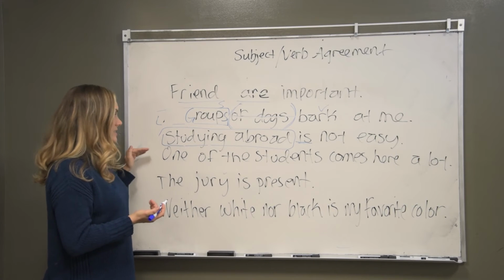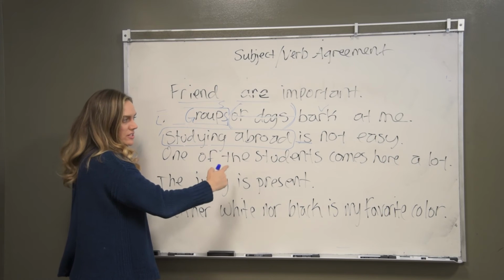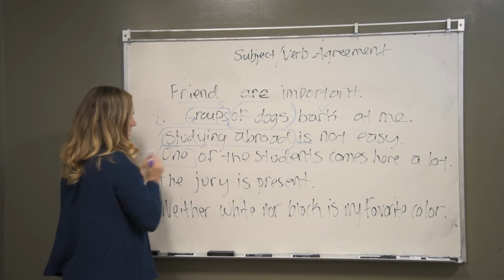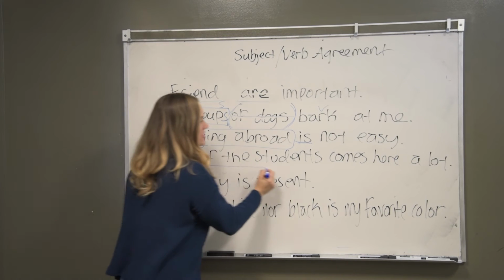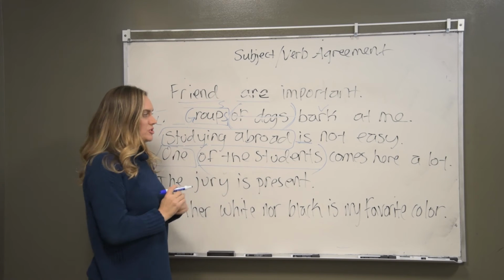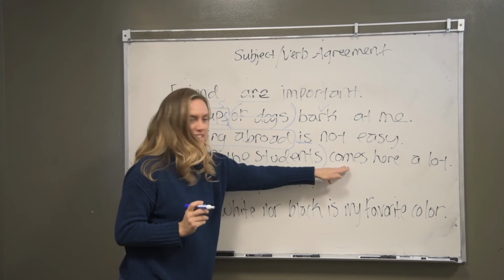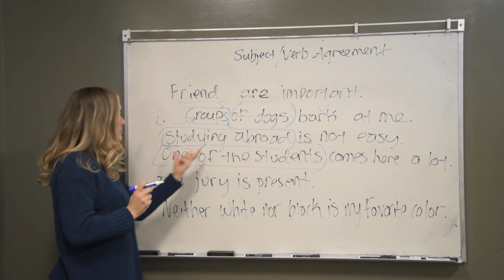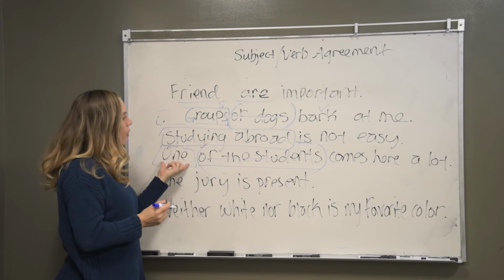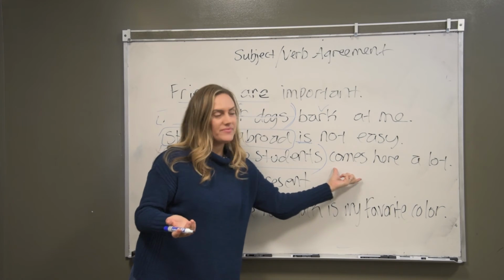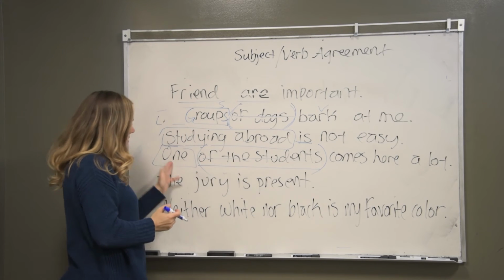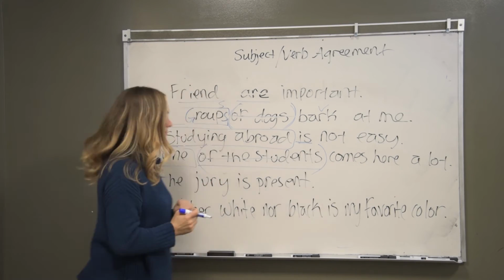Another one is something like this. One of the students comes here a lot. So again, one is the subject. Of the students is a prepositional phrase. This is not part of the subject. Don't look at this. It doesn't need to agree with the verb. What needs to agree with the verb is the subject. So one, cross that out so you don't get confused. One comes here a lot. One what? One of the students. We know that because of the prepositional phrase, but subject, verb, agreement.